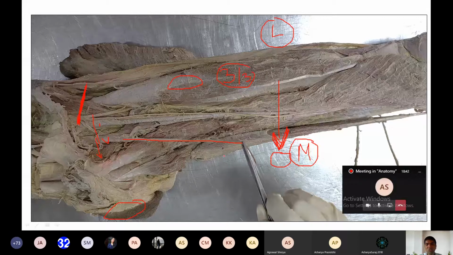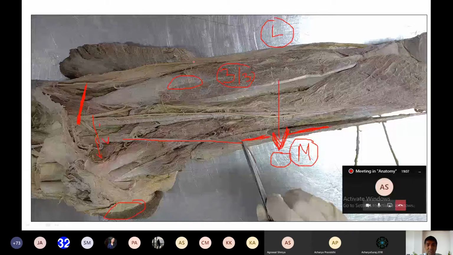So this muscle is the gracilis. Gracilis lies in the medial side. This is the medial most muscle of the thigh, isn't it? Gracilis. And how to identify this as lateral? See here, you can see thick fascia. See here, this one is the thick fascia.